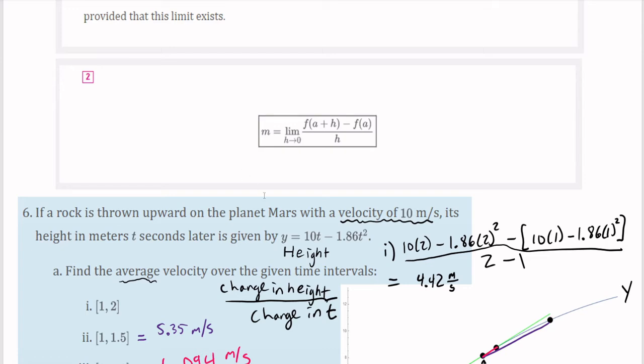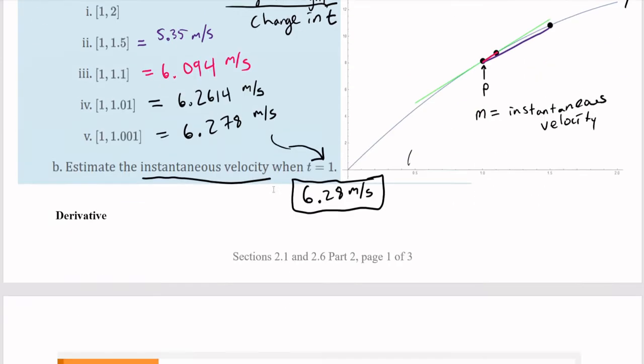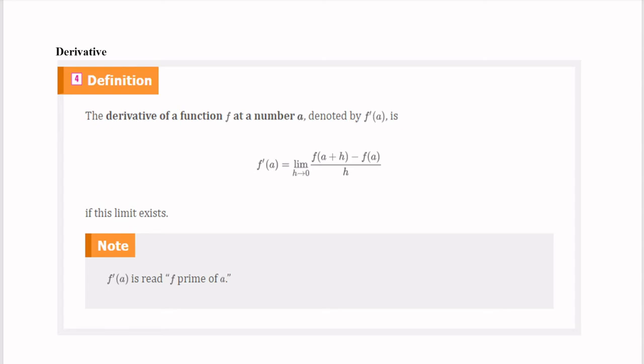So let's now talk about the derivative. So we have a new definition. This is called the derivative. So this is now getting into 2.6. The derivative of a function f at a number a, and this is the notation we will very frequently use, f prime of a. So this would be just if we're talking f prime. Okay, so f with the little prime.